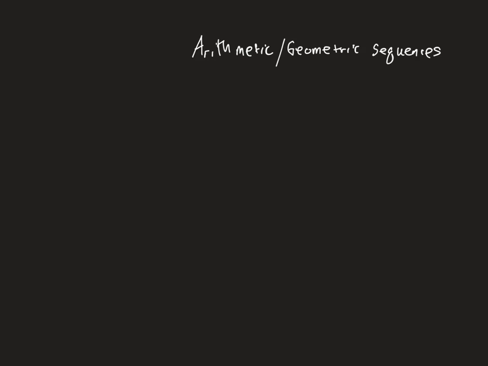So first and foremost, what is a sequence? A sequence is a set of numbers that are arranged in an order. So let's say you had 1, 3, 5, 7. This is something I would say is a sequence. Why? Because it's a set of numbers, 1, 3, 5, 7, and it's put in order from lowest to greatest.